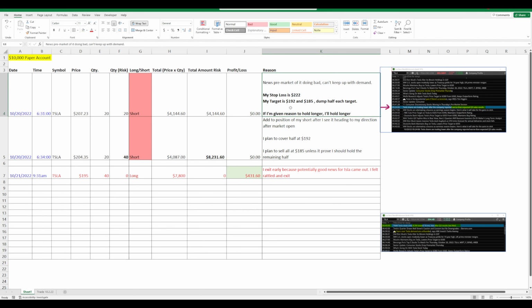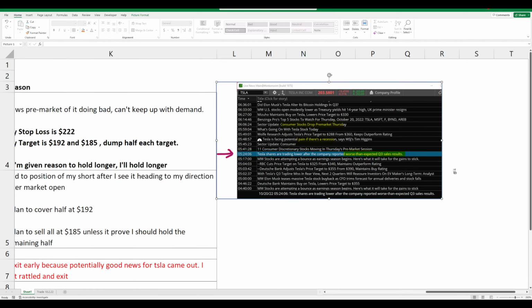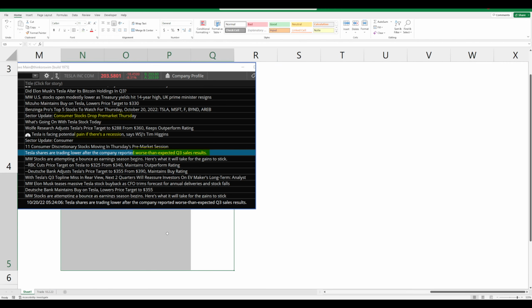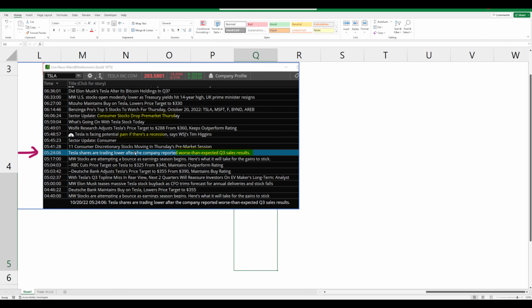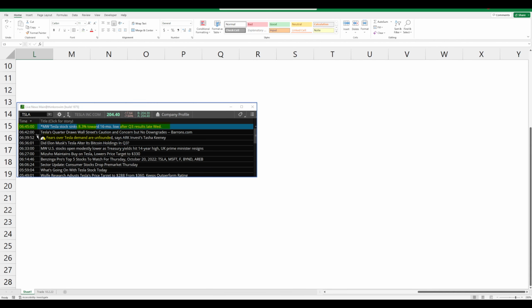So the reason why I shorted Tesla in the first place was, look, these news right here that I put on the side. You can pause the video and look at it a bit. Alright, so first, worse than expected Q3, pain of recession, consumer price drop Thursday. Alright, 6:06, so 24 minutes before market open, an hour before market open, right? And then there was another news earlier. Well, the news came out at 6:45. Tesla saying 8.3%. Fear Tesla.